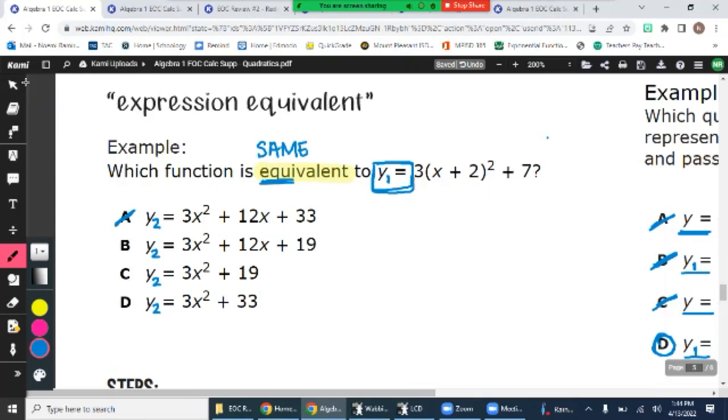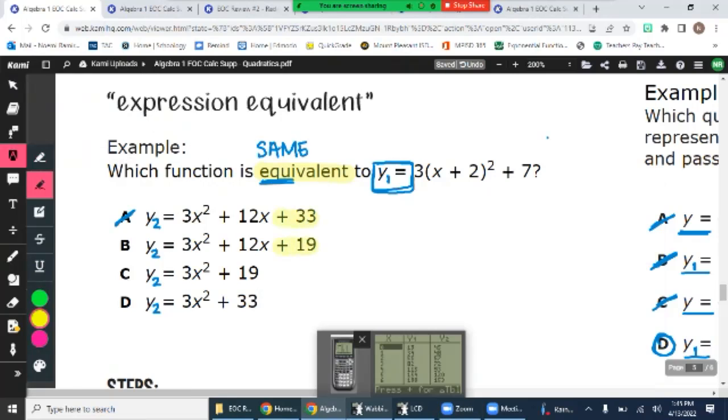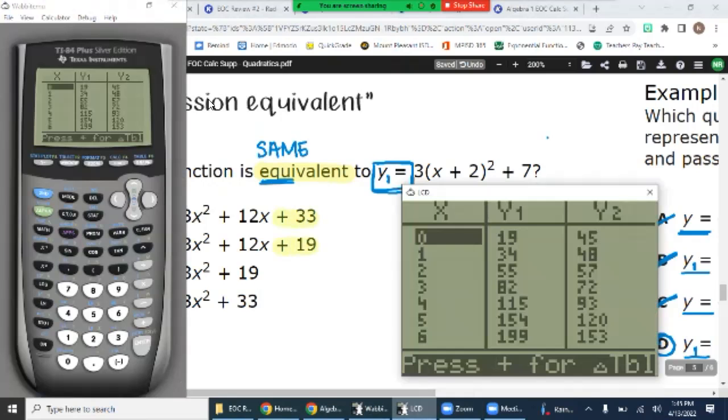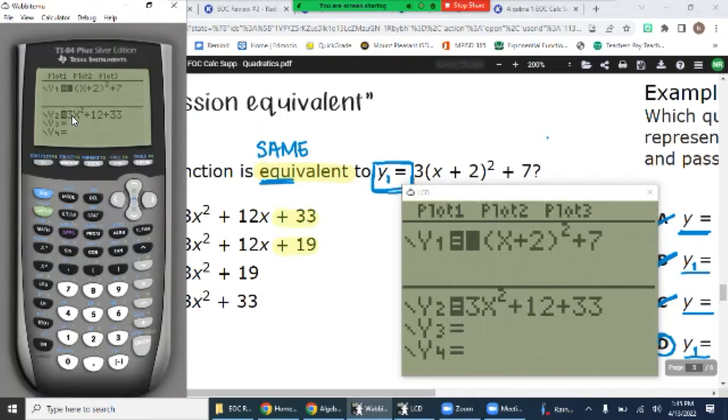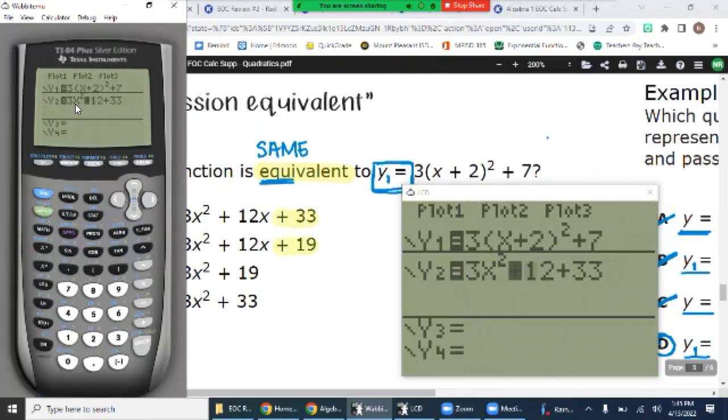Let's type in answer choice B. Highlight this. The only difference between answer choice A and B is that plus 33 changed to a plus 19. So I'm going to go to Y1 and change that plus 33 to a plus 19. I don't change anything else. You don't have to change the top part. That's not going to change. Plus 19. And then press second graph.